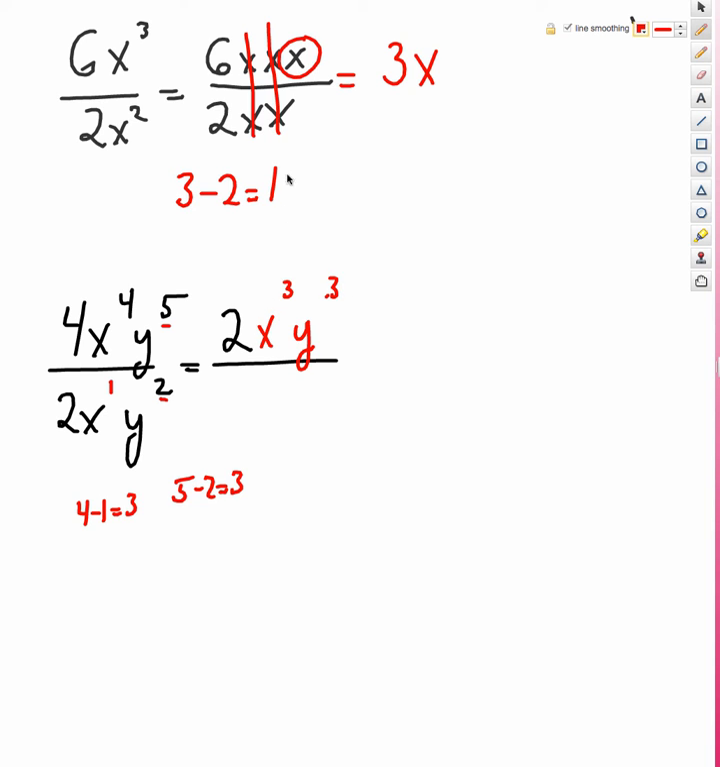That sums up the rules for multiplication and division of terms including exponents.